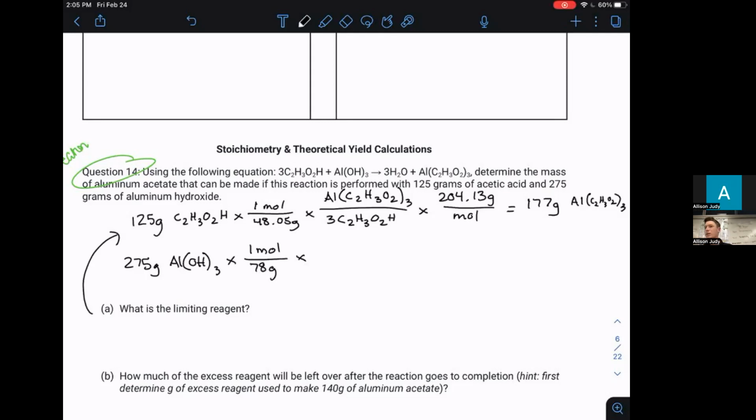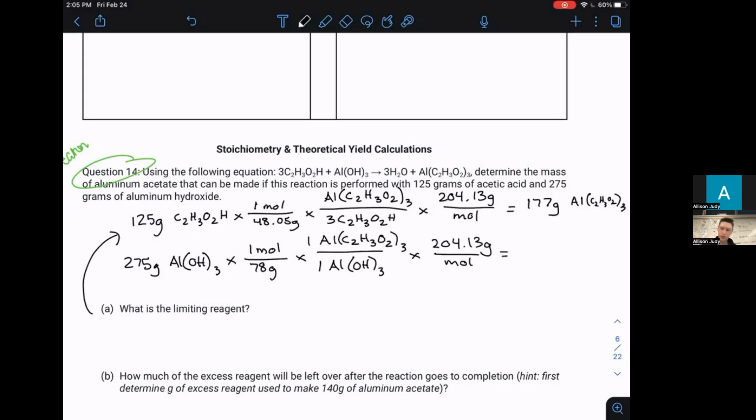Then we go back to our molar ratio. Again, stoichiometry, this process, sometimes you'll start at a different place. It might give you moles to start with if you're lucky, but you're basically going to be doing this same process over and over again. So we're at the part where we need our molar ratio. For every 1 mole of aluminum hydroxide, we have 1 mole of aluminum acetate, which we determined was 204.13 grams per mole.